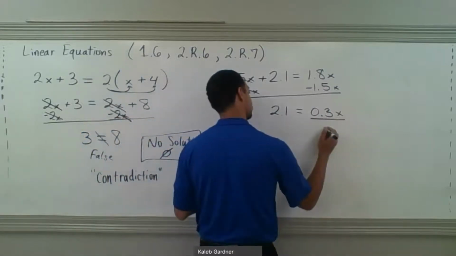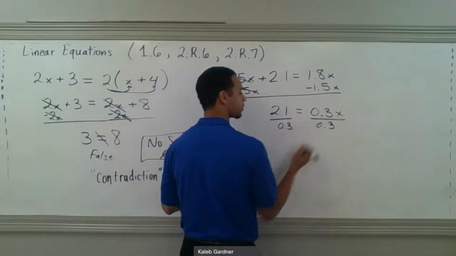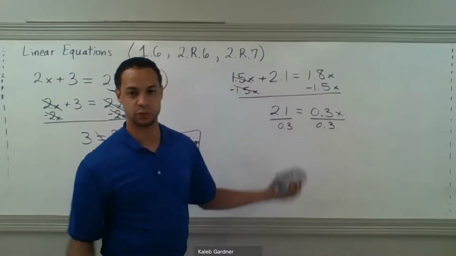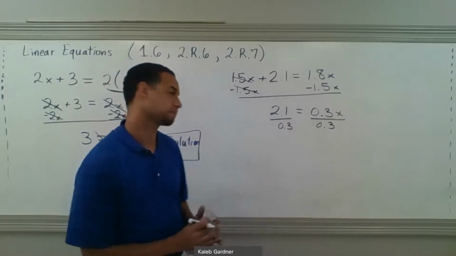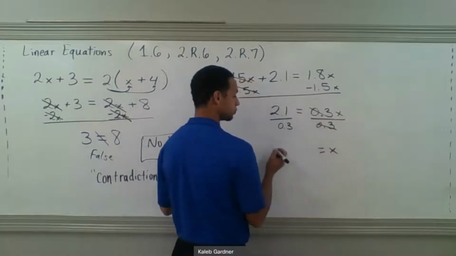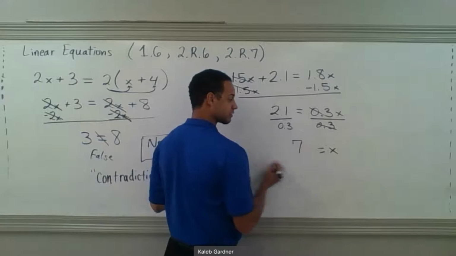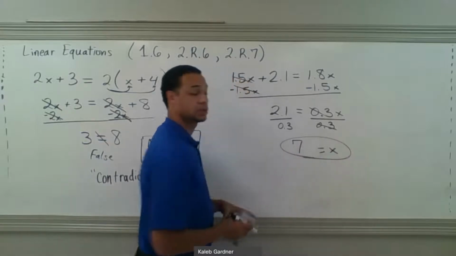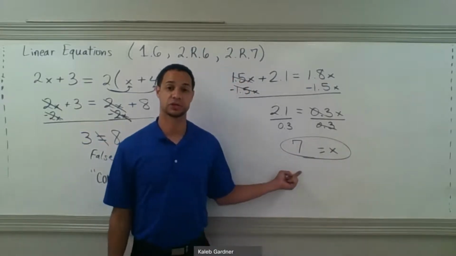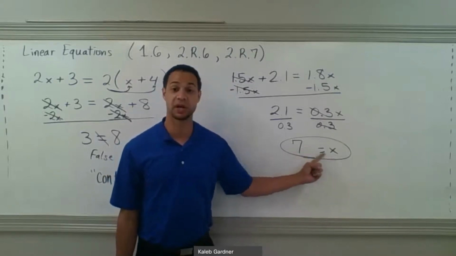Now we divide by 0.3. The question I always get is, do we have to write the 0 in front of the 0.3? No, you don't have to. So x is equal to, when you type that in your calculator, you get 7. Is this conditional or is it contradiction? It's conditional because we actually have an answer for x.